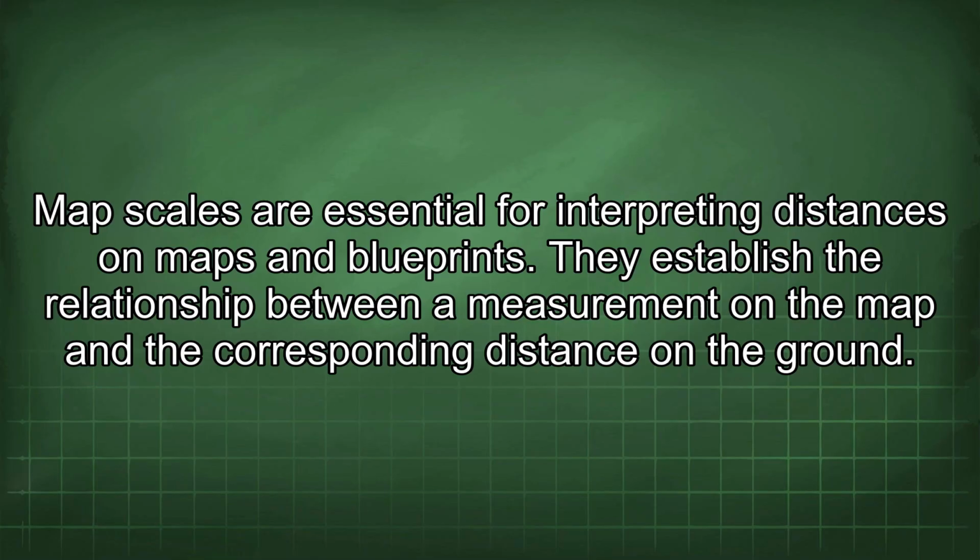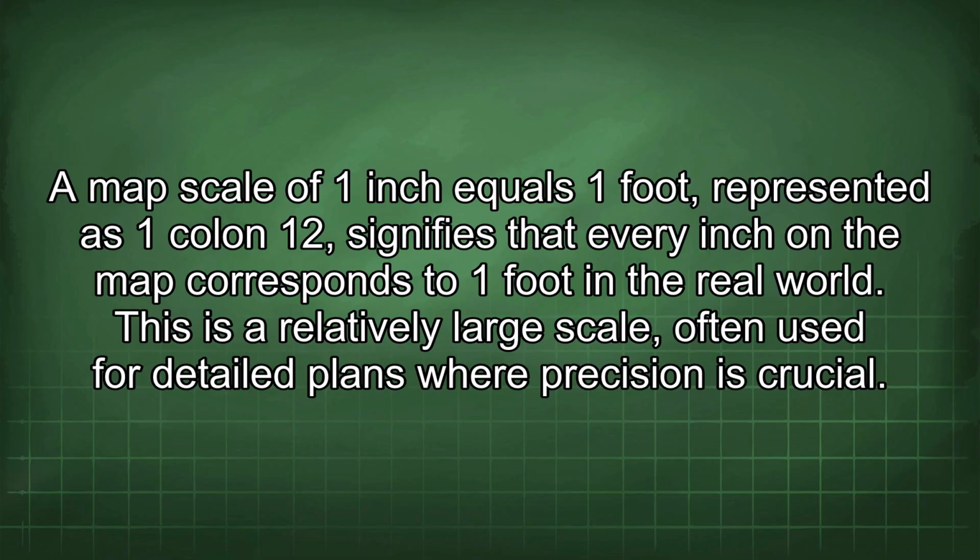Map scales are essential for interpreting distances on maps and blueprints. They establish the relationship between a measurement on the map and the corresponding distance on the ground. A map scale of 1 inch equals 1 foot, represented as 1:12, signifies that every inch on the map corresponds to 1 foot in the real world. This is a relatively large scale, often used for detailed plans where precision is crucial.